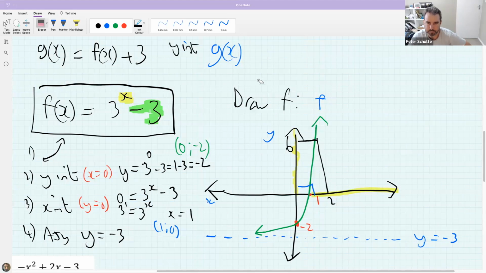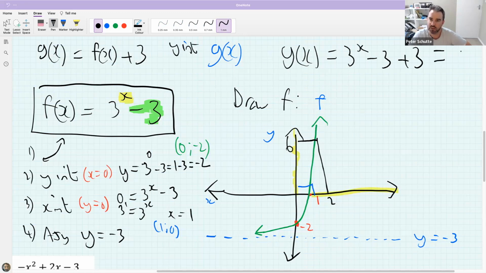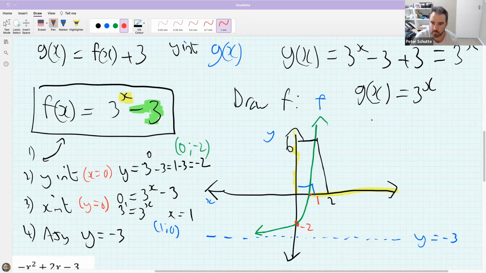So think about what the equation of g of x is. It's just whatever I had before, but then you add 3. So g of x is actually just the equation 3 to the x. How do you find the y-intercept of any function? You make x equal to 0. So what is the y-intercept of this function g that I've just created going to be?